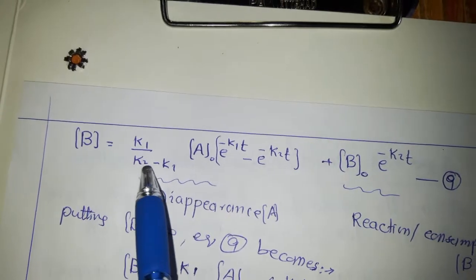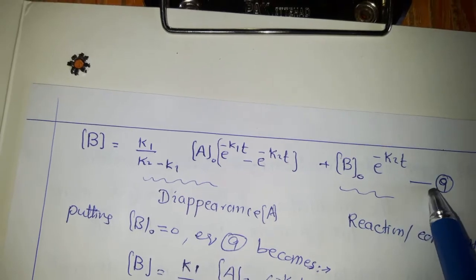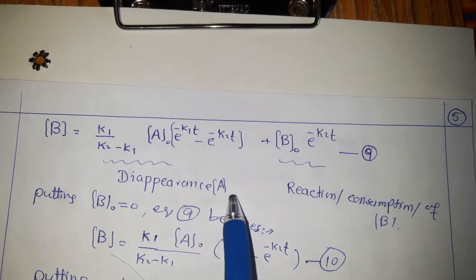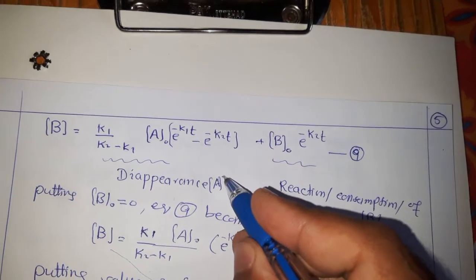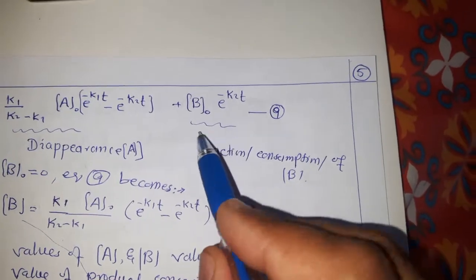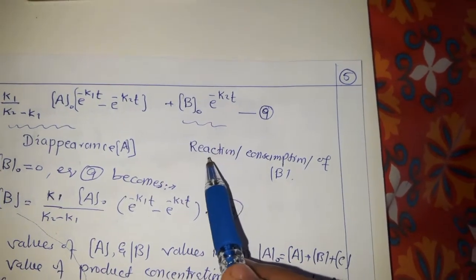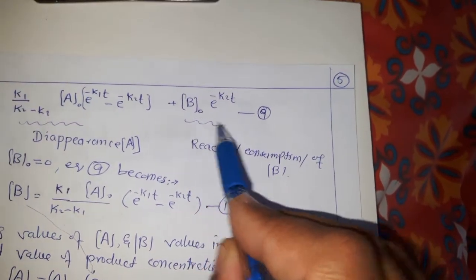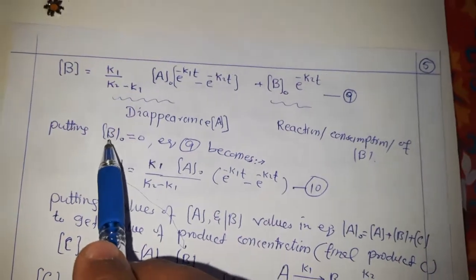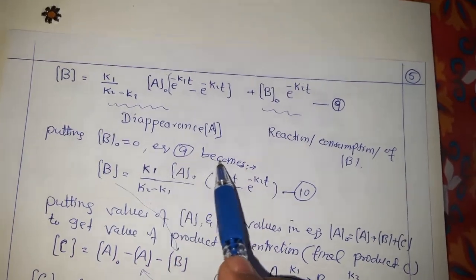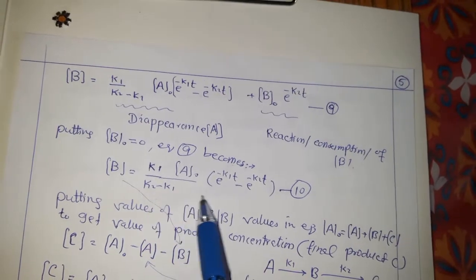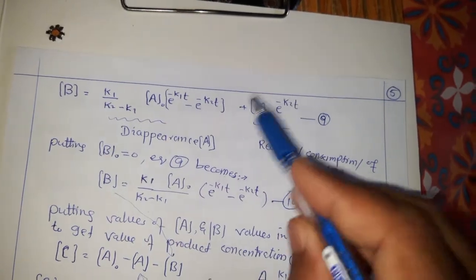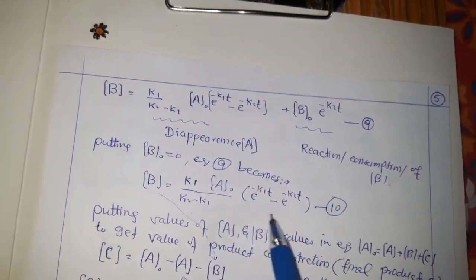This is the expression for the concentration of intermediate b in terms of the two rate constants k1 and k2. The concentration of b in equation 9 is given here, and it has two parts. The first part shows the disappearance of a, and the second shows the appearance and consumption of b, because b is formed and at the same time b is consumed. Putting b naught equal to 0 in equation 9, it becomes more simplified: this term becomes 0 and only the first term remains.